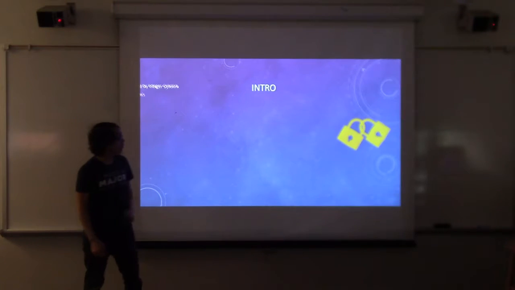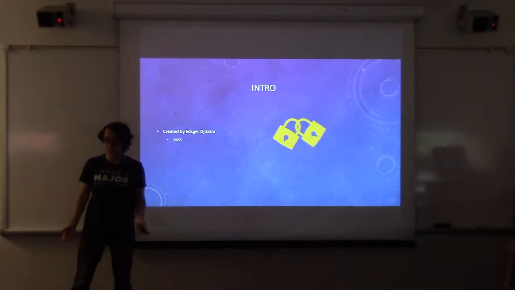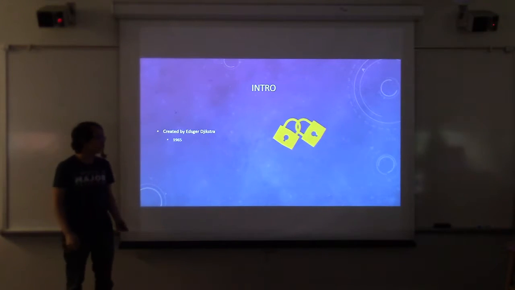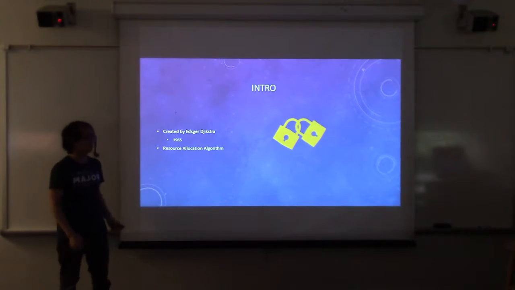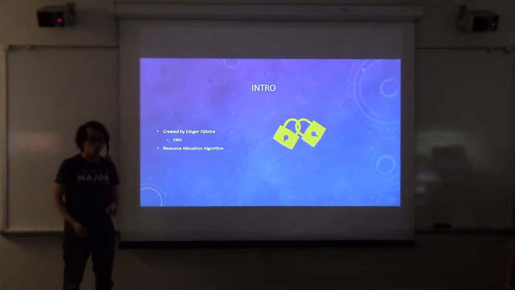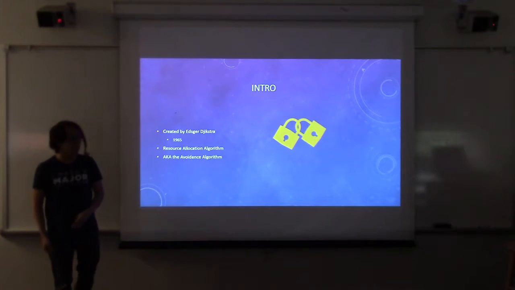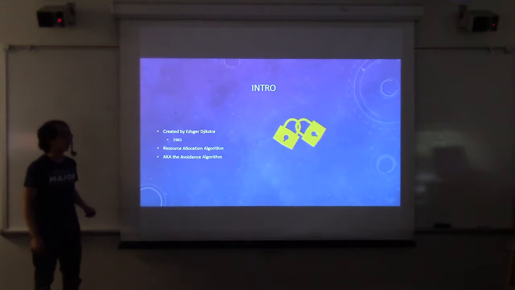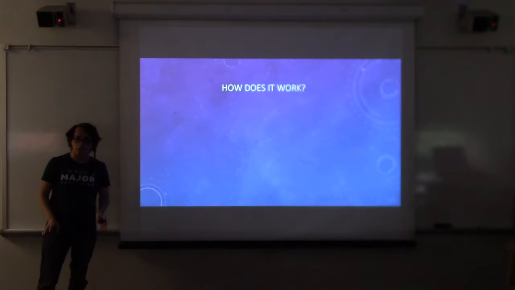So the Banker's algorithm was first created by Edsger Dijkstra in about 1965, and the point of the Banker's algorithm is resource allocation. In other words, the Banker's algorithm is also known as the avoidance algorithm. So how does the Banker's algorithm work?